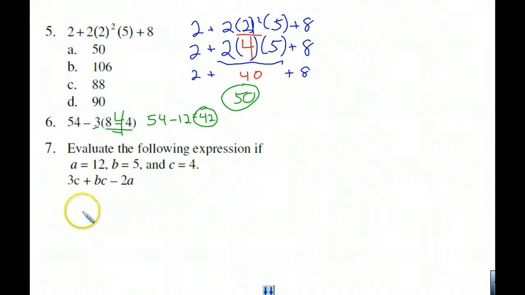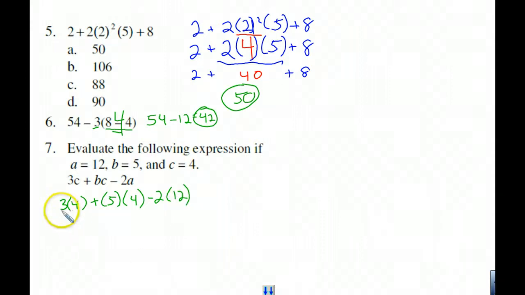Alright, next let's evaluate, which means plug in. So we have 3c plus bc minus 2a. 3c means 3 times c. c is equal to 4. b is equal to 5. c again is equal to 4. And minus 2 times a, where a equals 12.